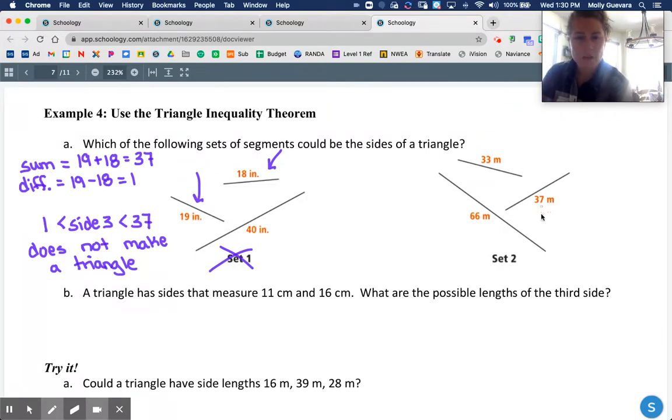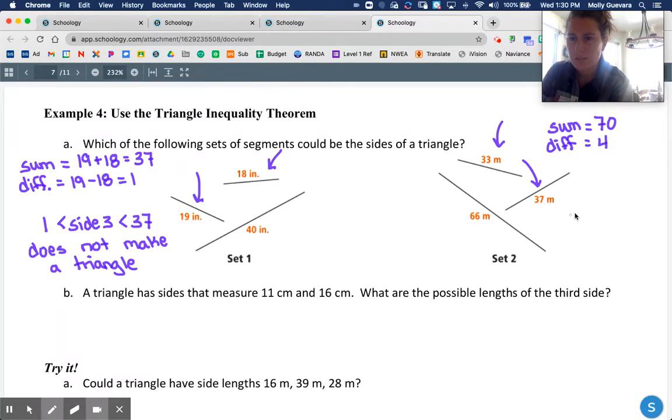Okay, now we're gonna do it again for set 2, and we're gonna see if this one lets us make a triangle. Again, I'm gonna just pick 2 of my sides. I'm gonna use these 2, but again, you can pick whatever you want. Okay, so the sum of these, if I add them together, I get 70. And the difference of them, if I subtract them, I get 4.